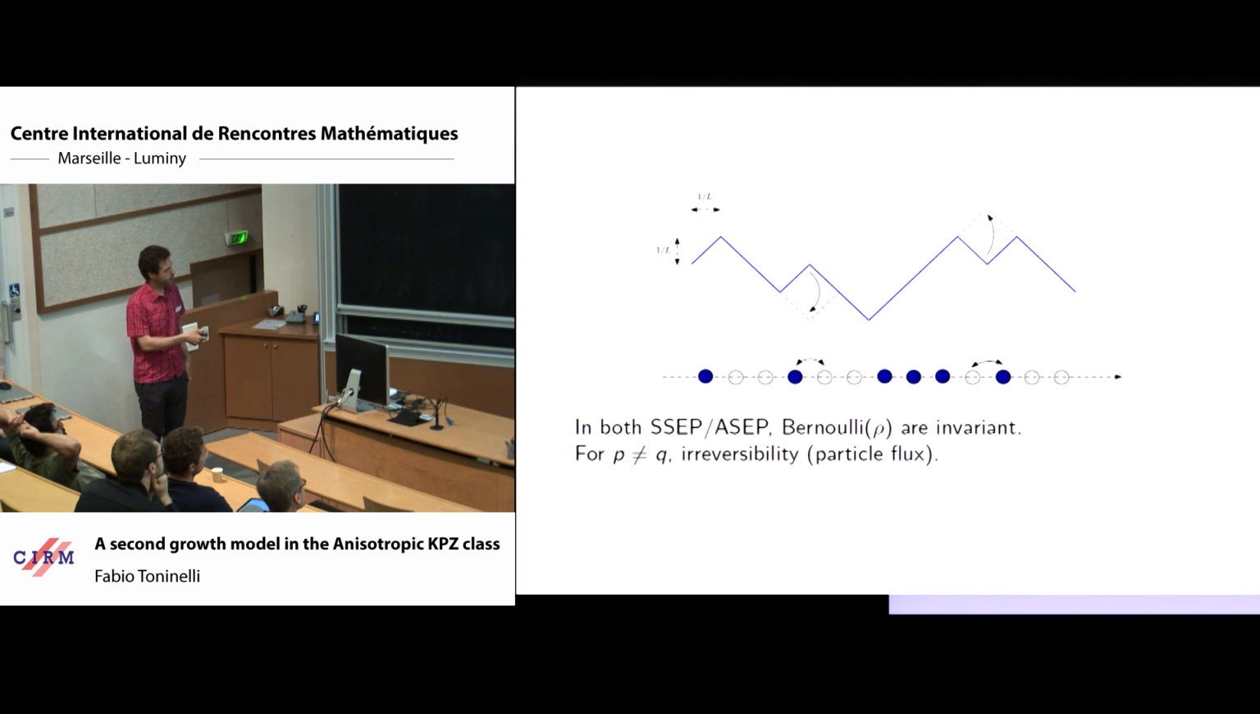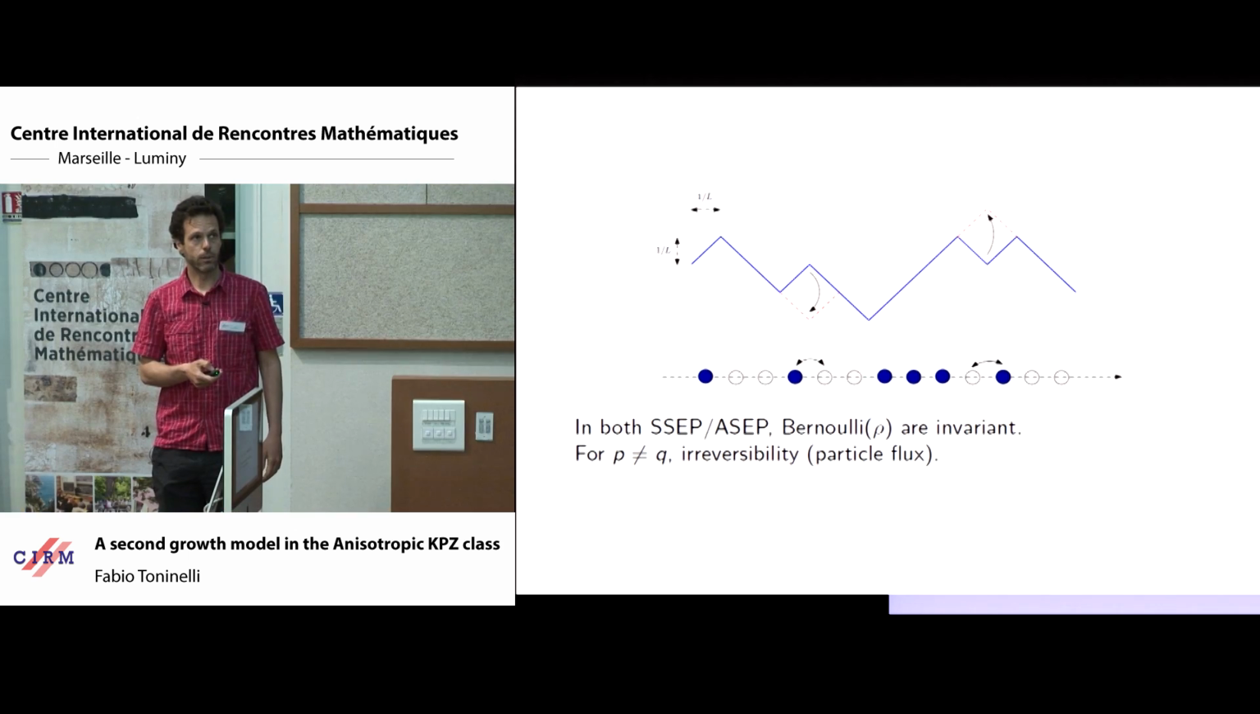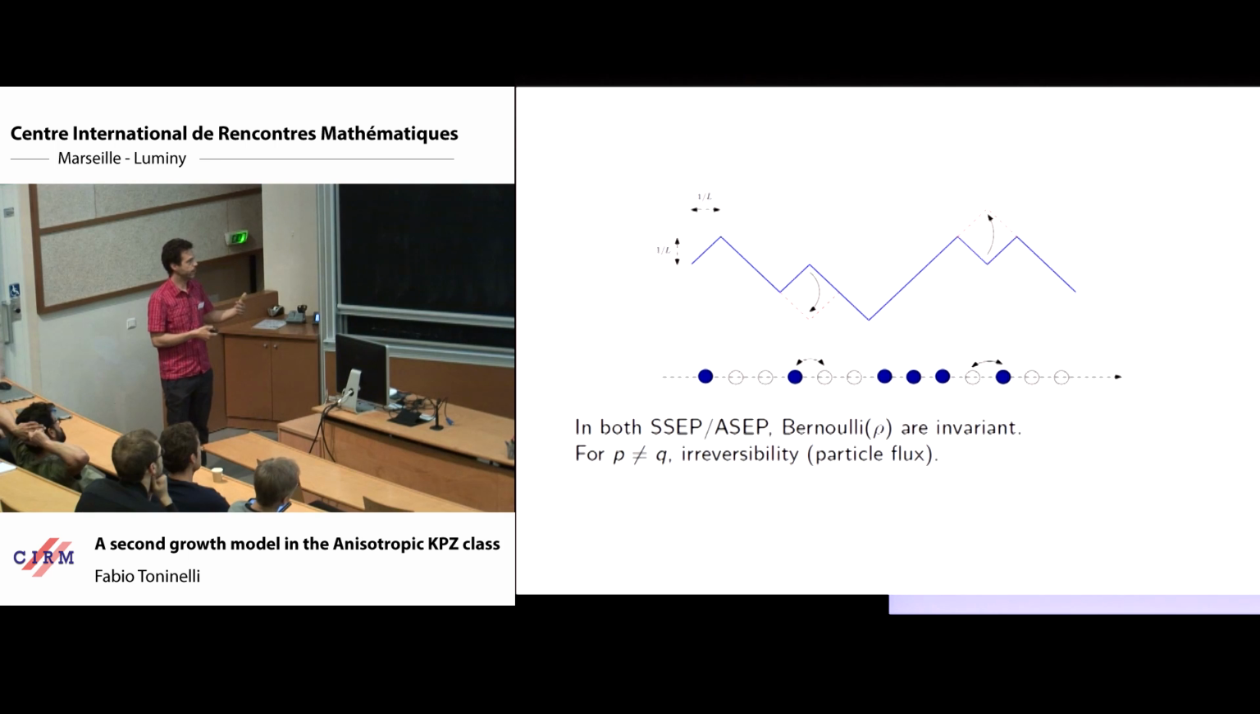This is the usual mapping. And what is very well known is that irrespective of whether you have P equal to Q or not, if you start from a Bernoulli initial measure with some parameter rho, this will always be stationary in time. It may be reversible or not, that depends on P being equal to Q or not, but it is always stationary. For P different from Q, of course, you will see a flux of particles. But if you just look at fixed times, you always see Bernoulli.